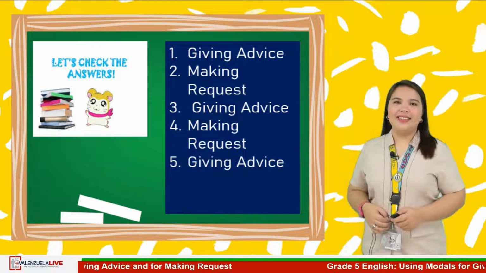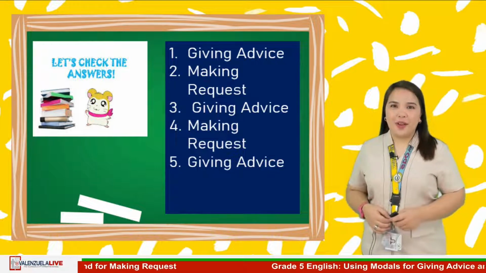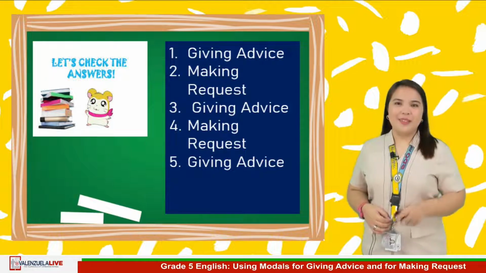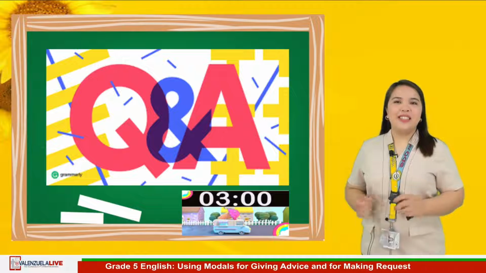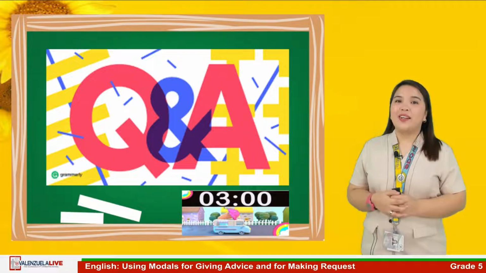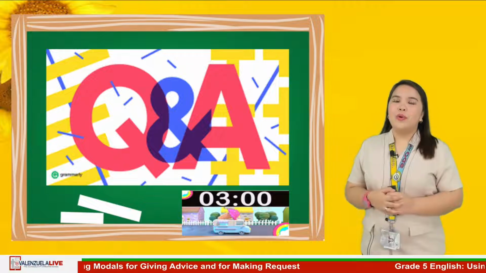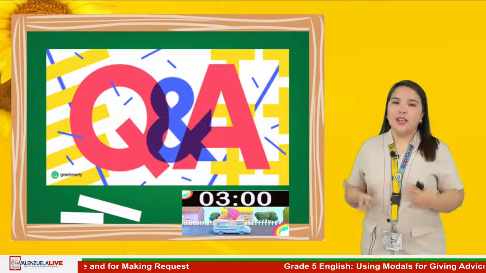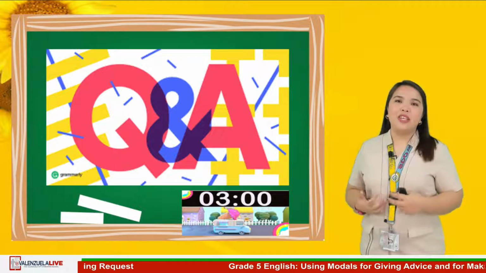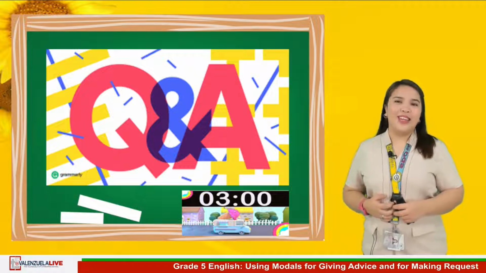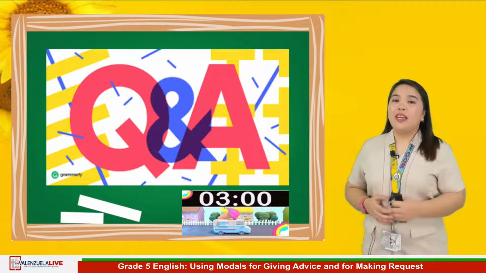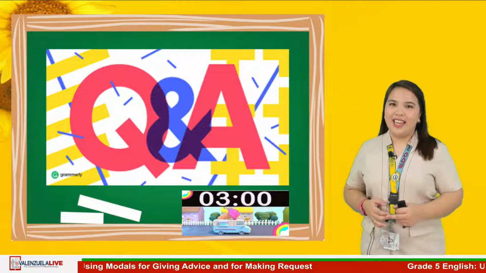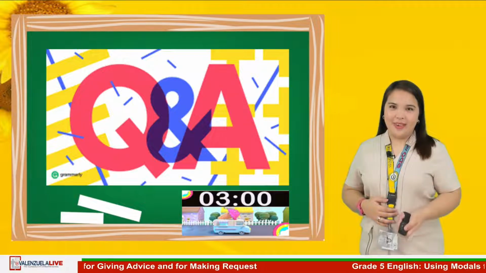Very good. Our lesson for today is very easy. That's why many of you got a perfect score. Okay, children, it's time for our question and answer portion. Whatever questions you have in mind regarding our lesson, now it's time for you to type them. I will be choosing 3 questions for today. I will give you 3 minutes to type your questions. Timer starts now.